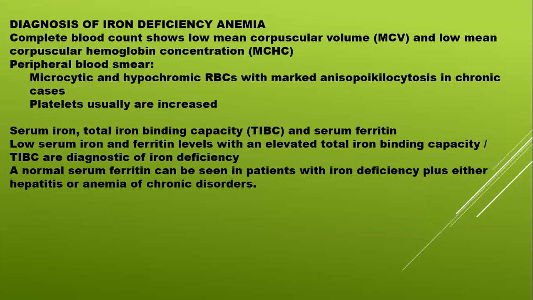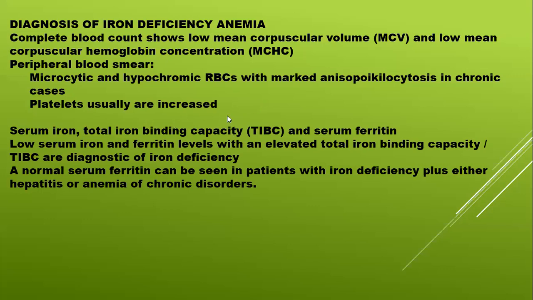How to diagnose iron deficiency anemia? Complete blood count. This shows low mean corpuscular volume (MCV) and low mean corpuscular hemoglobin concentration (MCHC). On peripheral blood smear, microcytic and hypochromic RBCs with marked anisopoikilocytosis in chronic cases, anisocytosis and poikilocytosis.